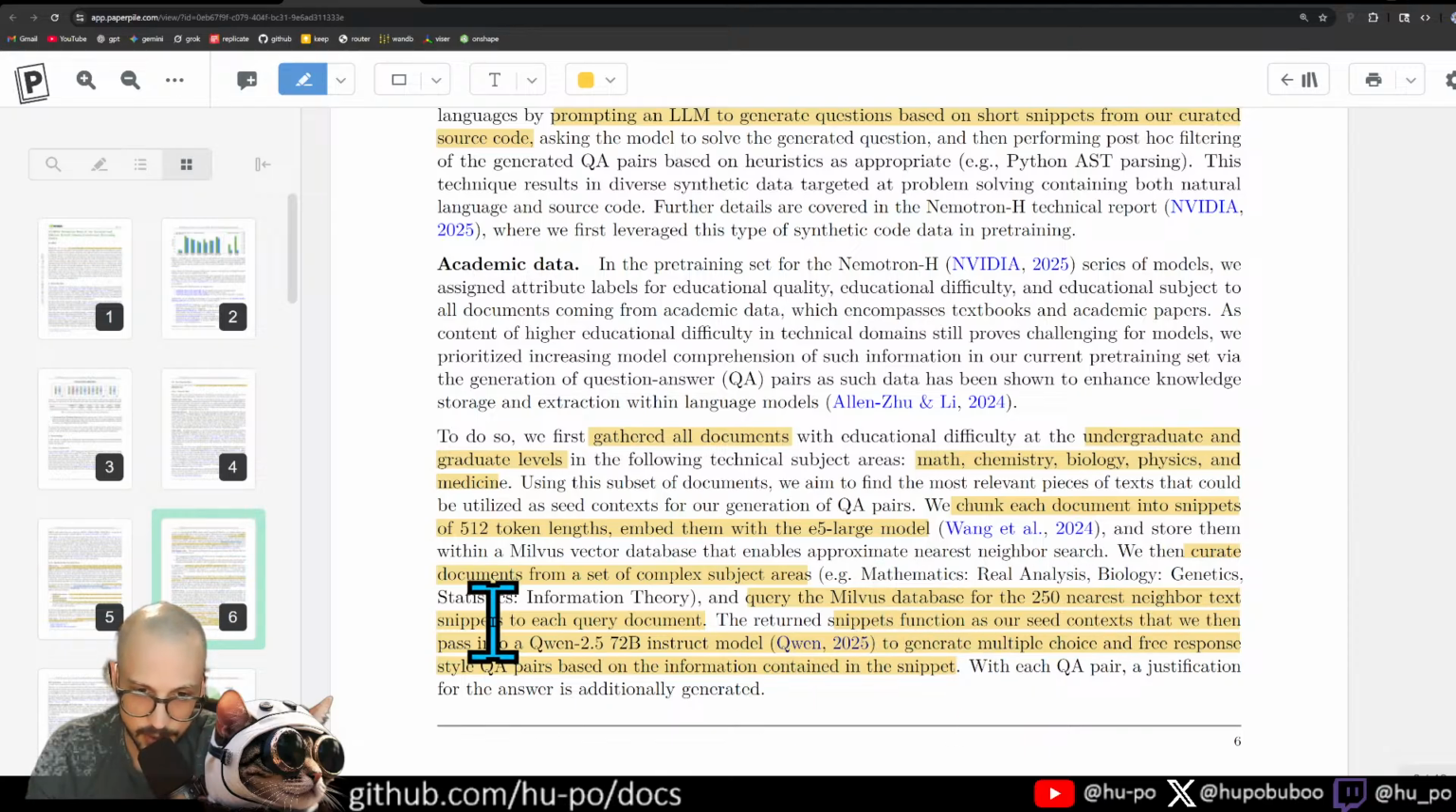Then they query this giant database that's indexed by these embedding vectors and find the nearest neighbor text snippets to each query document. These snippets function as the seed context that they then pass into the Qwen 2.5 72B Instruct model to generate multiple choice and free response style QA pairs based on the information contained in the snippet. So this is almost like RAG for synthetic data generation.